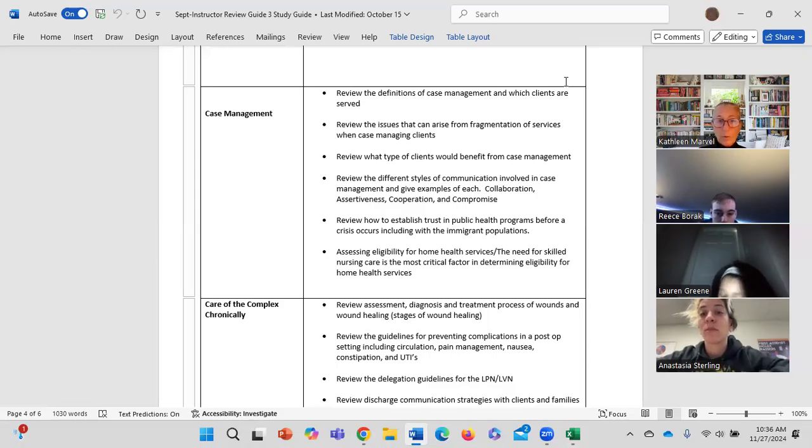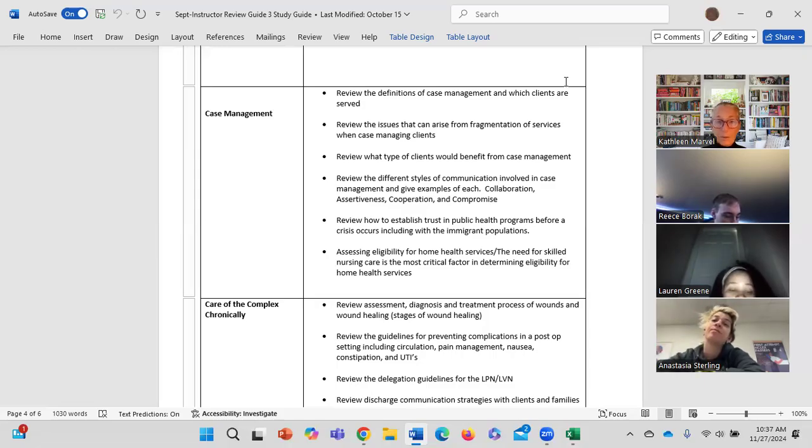So the second bullet, reviewing the issues that can arise from fragmentation of services when case managing clients. Yes, there's a lot of fragmentation of services, broken down communication. I mean, it's not perfect. The system's not perfect. But there are overlaps, there are communication issues, there are documentation issues. Case manager tries to work through all of that. We talked about what types of clients would benefit from case management.